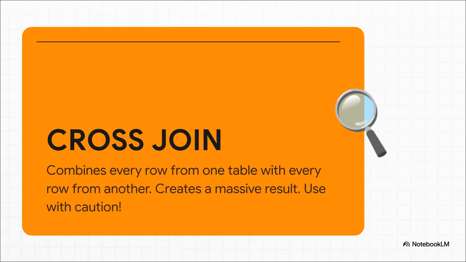Next is the cross join. And look, this one needs a big flashing warning sign. It doesn't use an ON clause. Instead, it creates what's called a Cartesian product. It just matches every single row from the first table with every single row from the second. So if you have a table with 1,000 products and another with 100 store locations, a cross join gives you 100,000 rows, just like that.